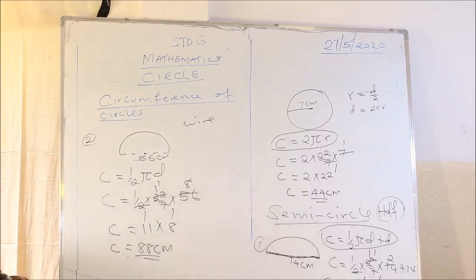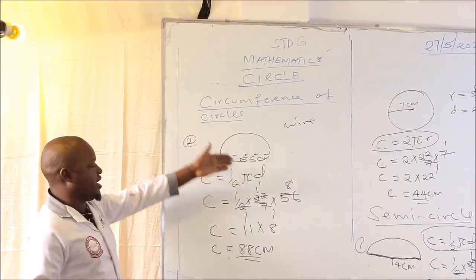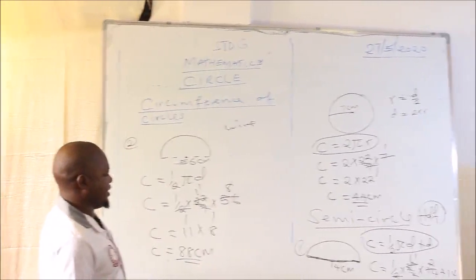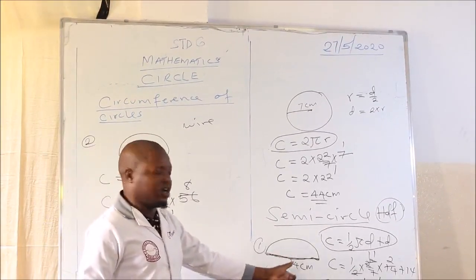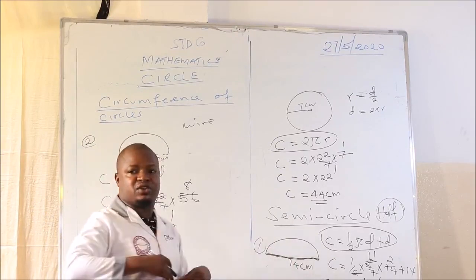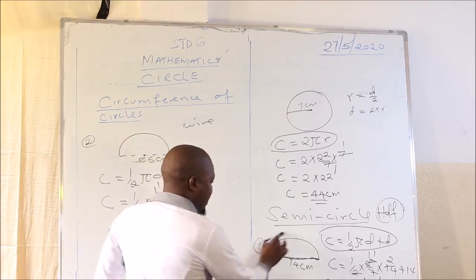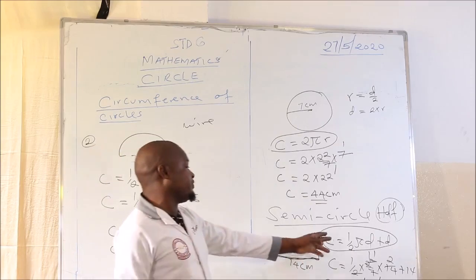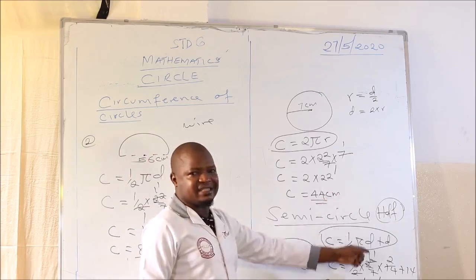So what I want you to do is note the difference between this one and this. I have said, and I'm repeating once again, that when you are finding the circumference of this semicircle, we simply talk about going all around the figure. So we cover the distance from here up to here, then we also include this. And that's why we come up with the formula circumference equals a half pi d plus d.